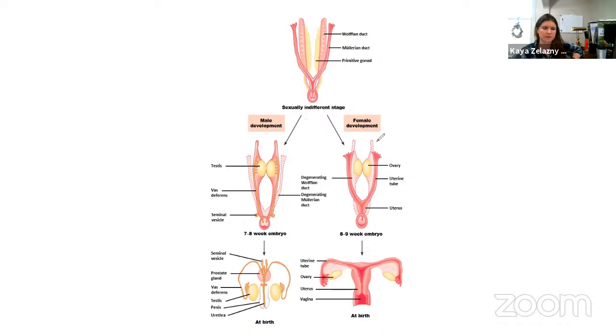Versus in the female development, we have the opposite thing happening. The Wolffian duct is going away. So instead, the Müllerian duct is staying put, growing a little. We can see that it's forming a uterus at its base where two Müllerian ducts come together. Our gland is staying and just forming an ovary in the female development.